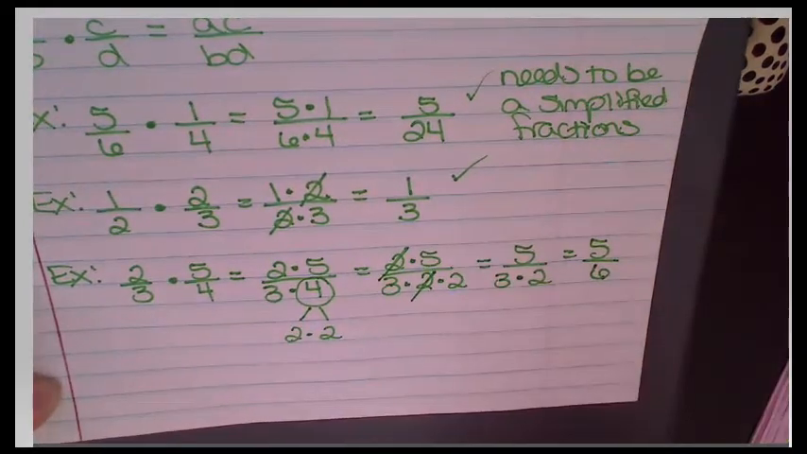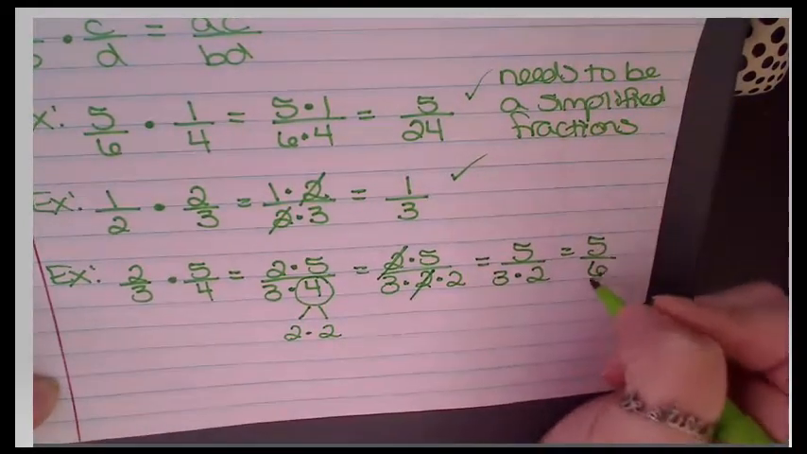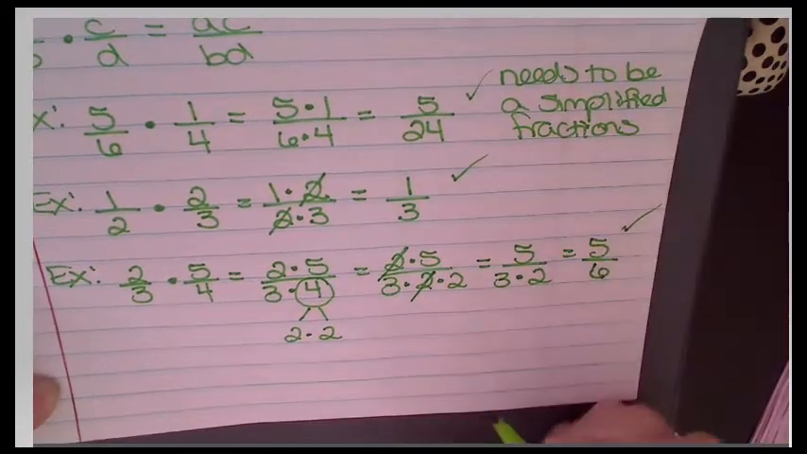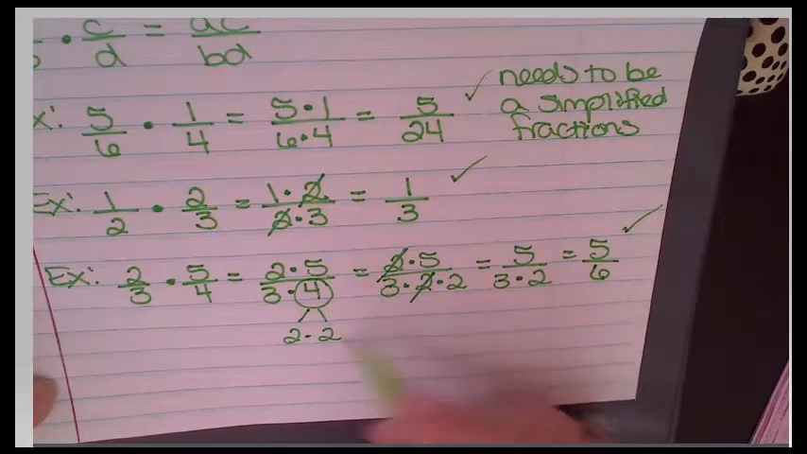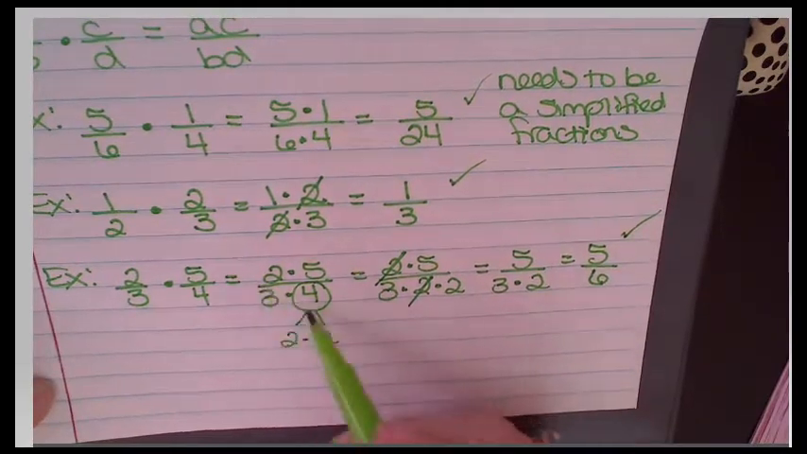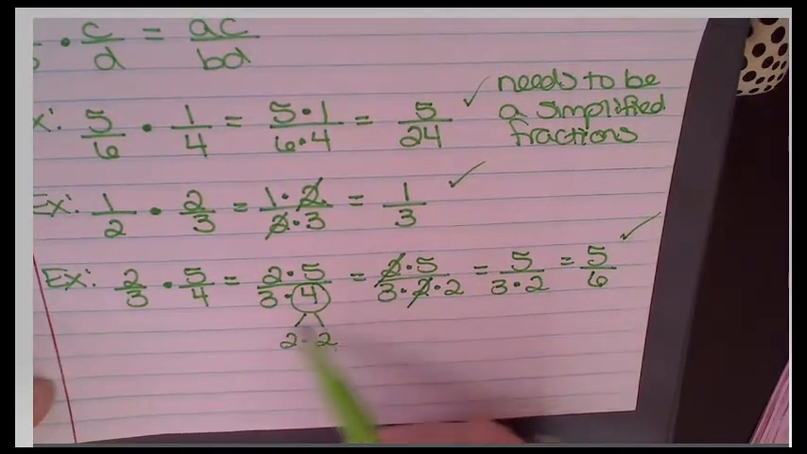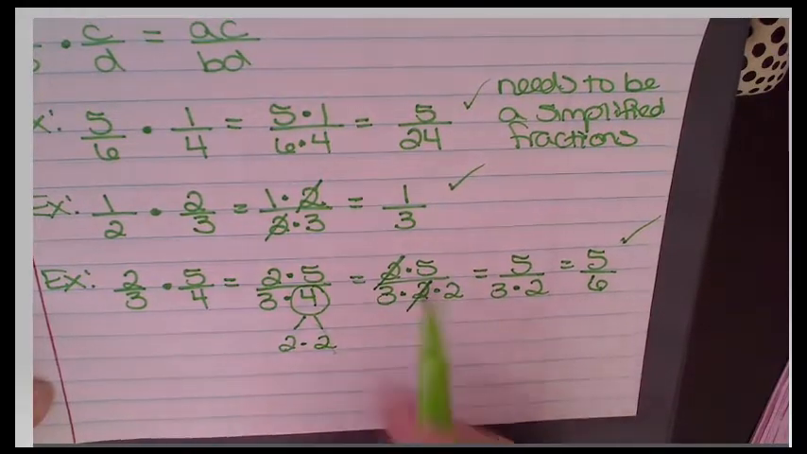There's nothing that's in common with a 5 or a 6. We have a simplified fraction. Okay? Now, you might not have realized that at this point, so that's why we have to watch our numbers really carefully so we can break them apart and cancel things out.